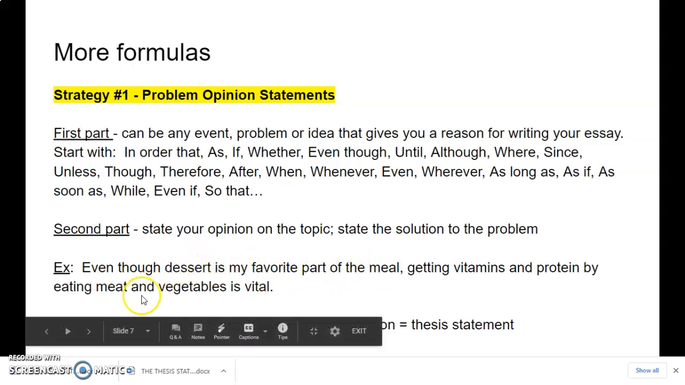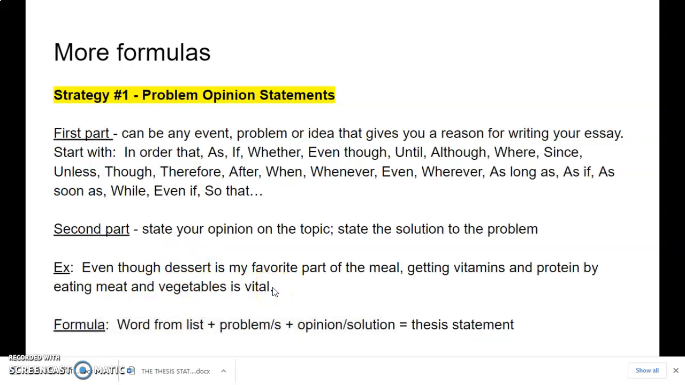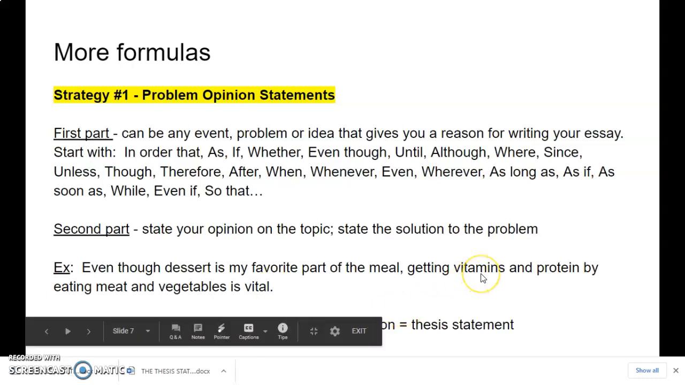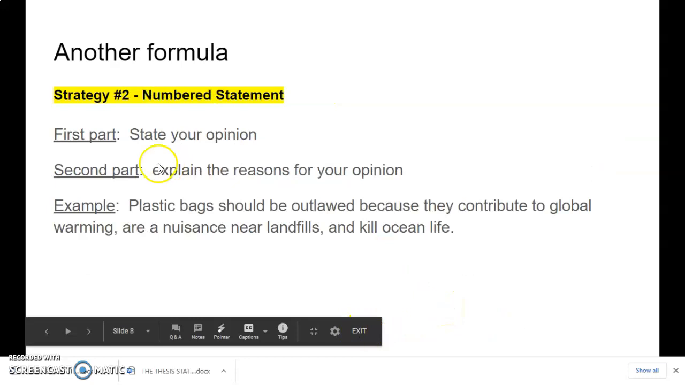Getting vitamins and protein by eating meat and vegetables is vital, so we don't want to curb our appetite with calories that are not healthy for our body. We want to get those vitamins and protein in first. So, yeah, I just want to make mention of that.